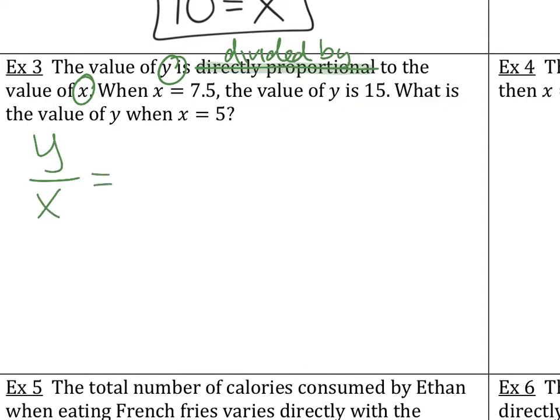Now I can keep reading. It says when x is 7.5, so 7.5 goes on the bottom since that's x, the value of y is 15. So 15 for the y. It goes on to say, what is the value of y when x is equal to 5?